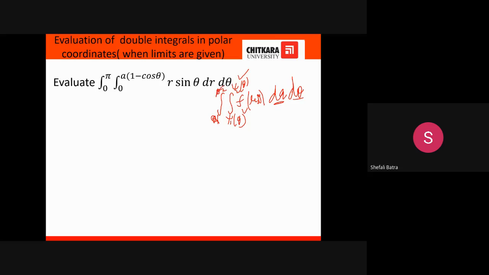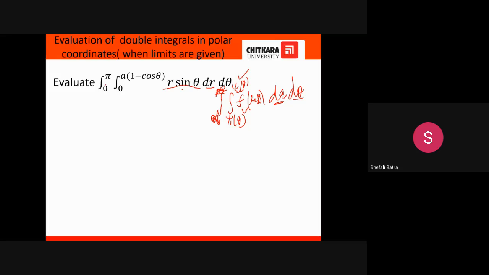Don't say theta 1, theta 2, as it may cause confusion. So the limit of r would be a function of theta to another function of theta, and the limit of theta would be constant. Let us say that is alpha to beta, or a to b. Ultimately, this limit would be constant and this limit would be variable. So this is your function f of r comma theta, r sine theta, dr d theta. Limits of r are 0 to a into 1 minus cos theta, that is in terms of theta, and the limit of theta is constant.